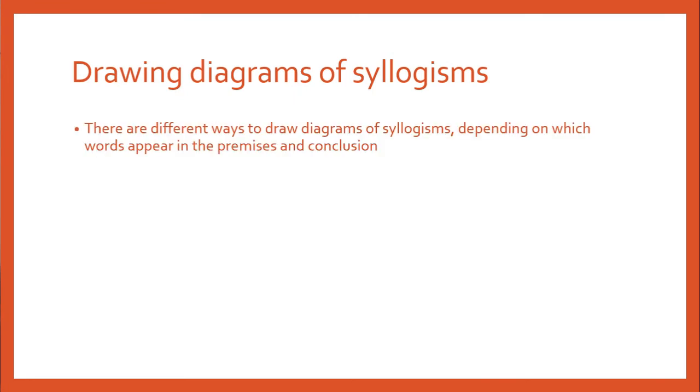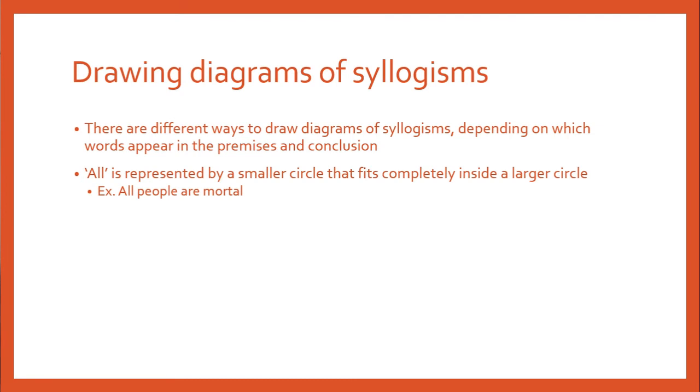So depending on what your exact syllogism says, there are different ways that you can draw the diagrams, and the way the diagrams look depends on what the actual statements in the syllogism are. So terms like "all" is represented by a smaller circle that fits completely inside of a larger circle. So in the case "all people are mortal," we have a smaller circle representing people that fits in a larger circle representing things that are mortal.